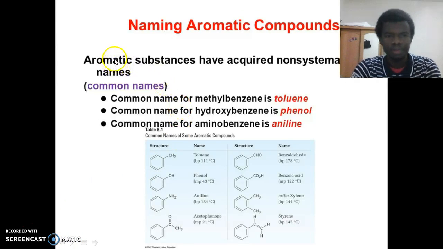Now, some aromatic substances have acquired non-systematic names, that is common names. The common name for methylbenzene is toluene, whatever you call it. The common name for hydroxybenzene is called phenol. And the common name for aminobenzene is aniline.